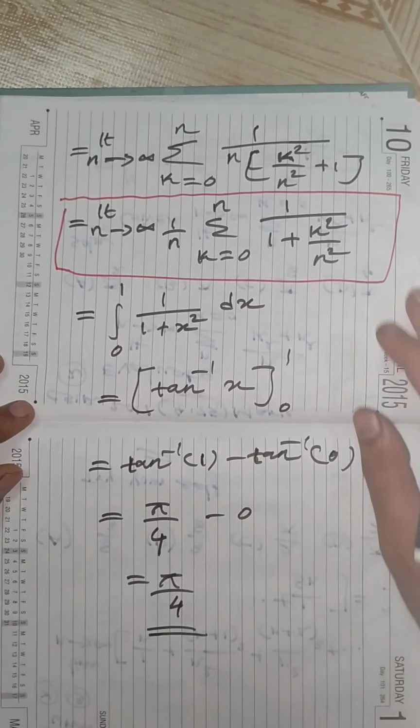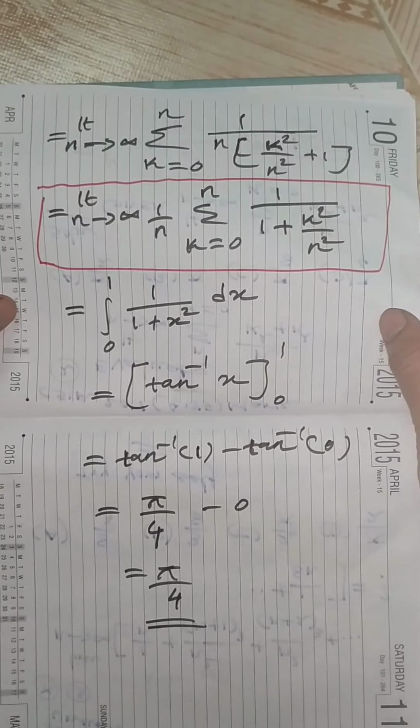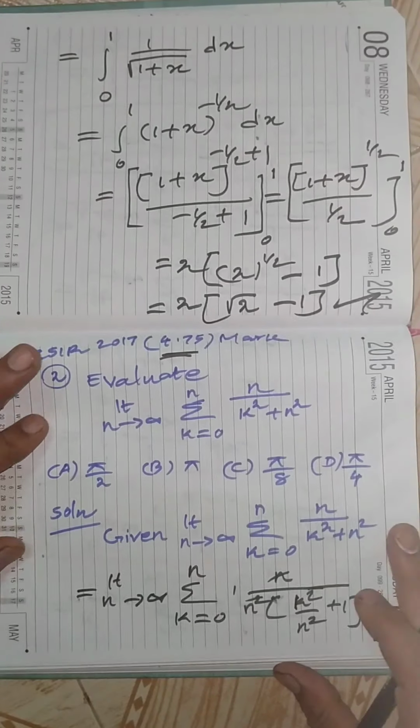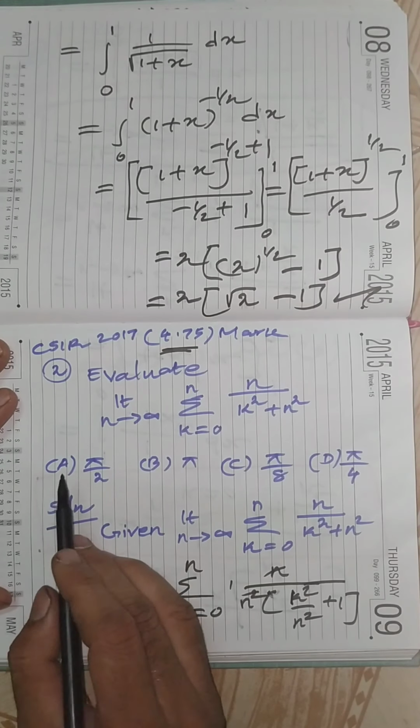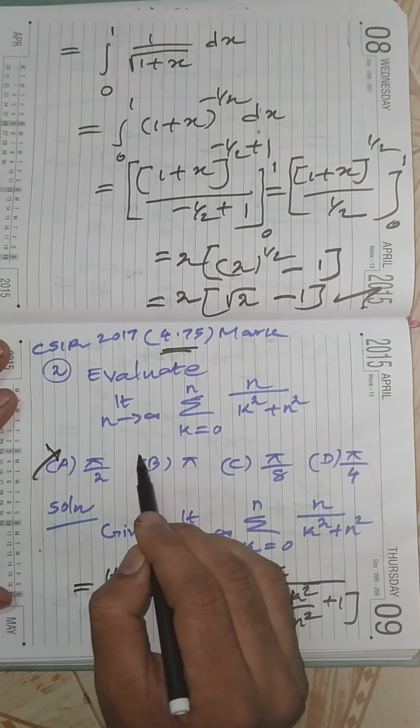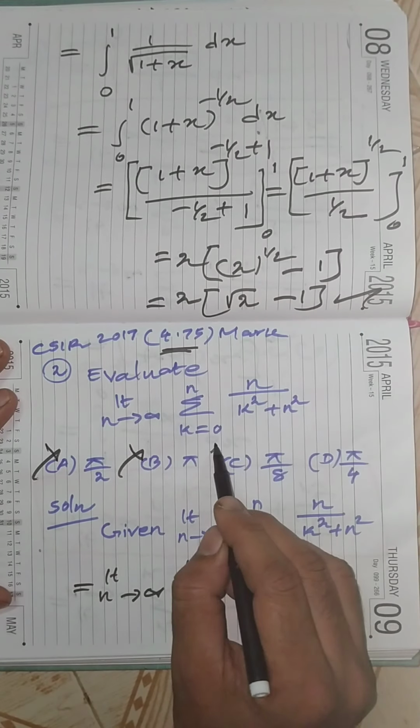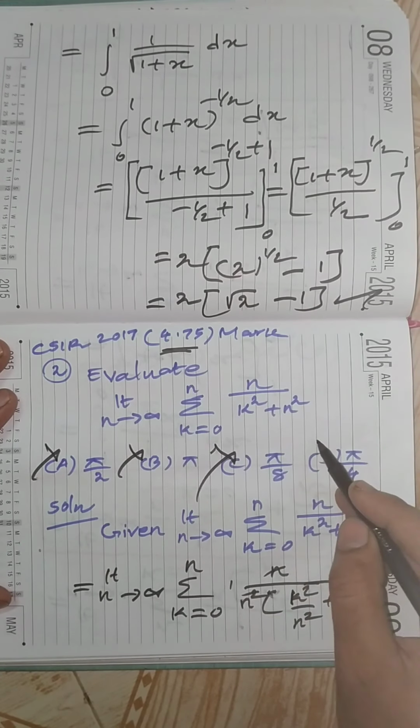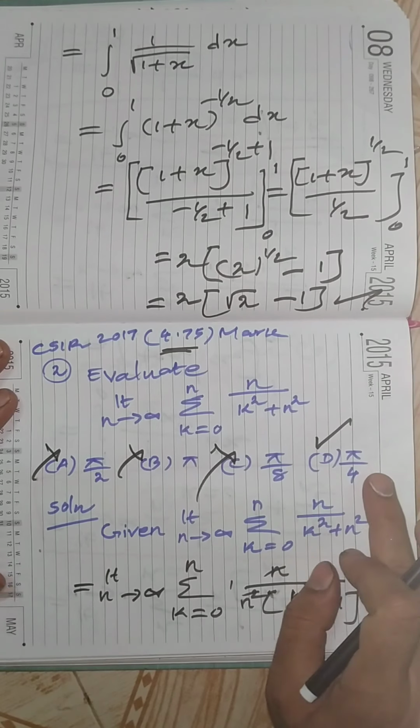Now we go to the options. We pick the correct answer. Pi by 2, so which is wrong. Pi is also wrong. C is pi by 8, also wrong. D is the correct option.